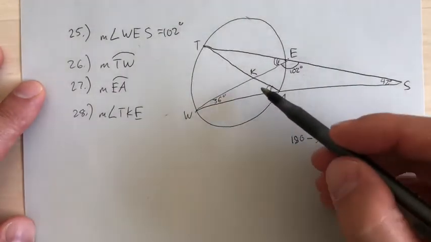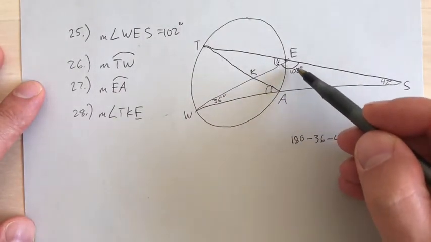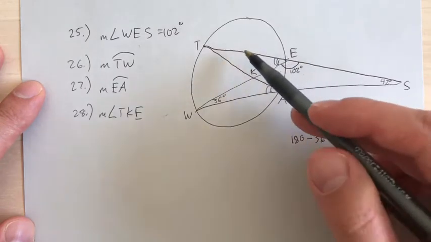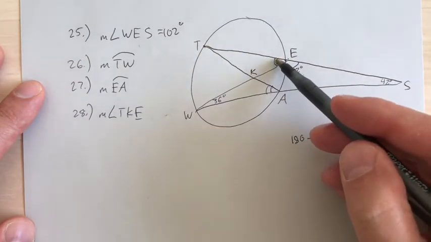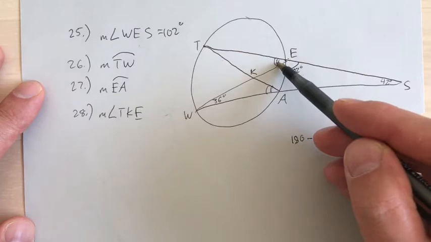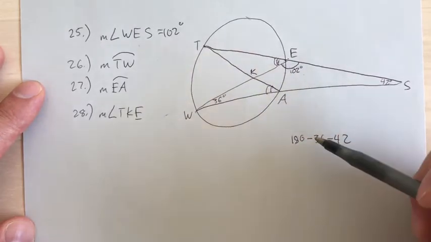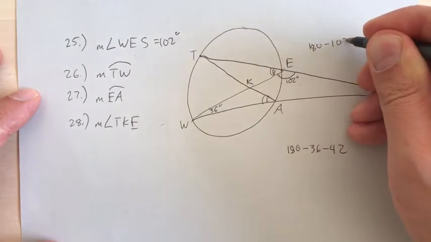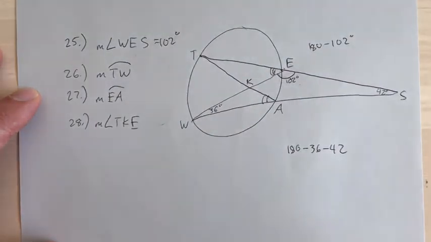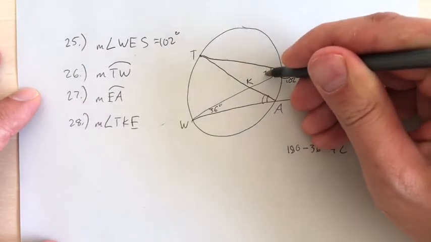Now, I know nothing really about this angle down here, but I do know that this part of the angle is 102, and I do know that this line, TS, would equal 180 because this would just be a supplementary relationship. This angle here plus this would have to be 180. So I'm going to do 180 minus 102 to figure out what just this angle, TEW, is. So 180 minus 102 equals 78. So this angle here is 78.